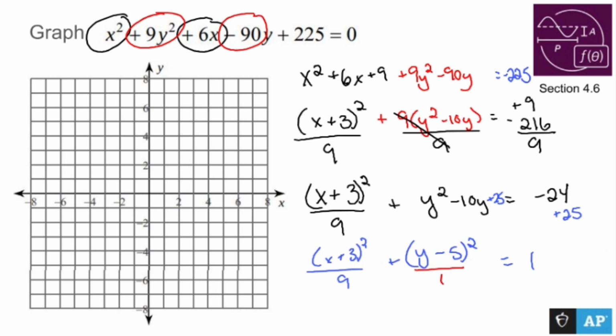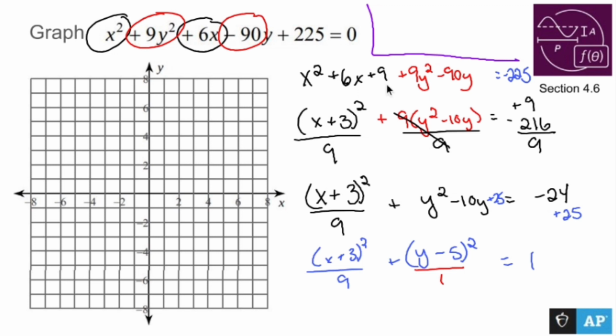Now what we have is an ellipse. So let me put all the information about an ellipse up here. Now if you're like, how do you know that's an ellipse? Because that's a plus sign. If it was a minus, it would be a hyperbola. What's important about this ellipse is this number underneath x is larger than the number underneath y. So we're going to compare it to this version of an ellipse.